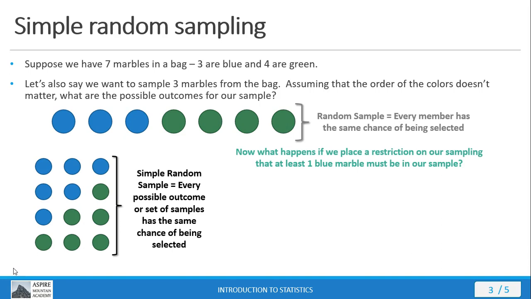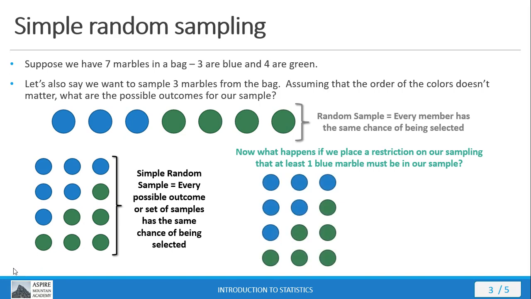Now, let's look at what happens if we place a restriction on our sampling. We're going to say that we have to have at least 1 blue marble in our sample. What happens now? Let's look again at the possible outcomes in our sample space. In the first one, we've got 3 blue marbles. At least 1 of those is blue, so it's possible that we could select that sample. Likewise with the second, we've got 2 blue and 1 green. There's at least 1 blue marble there, so it's possible that we could select that one. Likewise with the third, there's 1 blue marble in the sample. However, the last sample doesn't have any blue marbles.